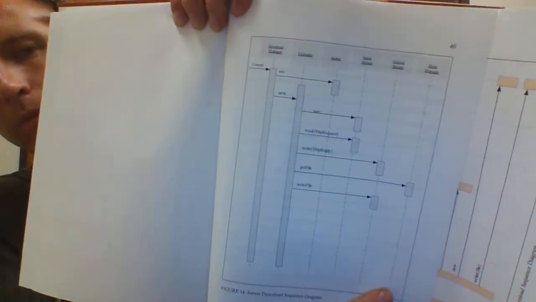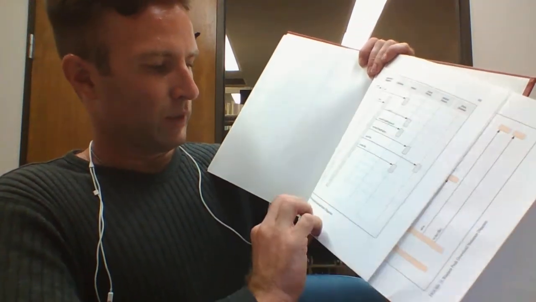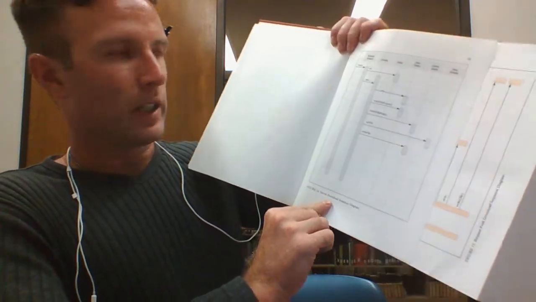Figure 14, server download sequence diagram. Same setup we're talking about. On top we've got download manager, uploader, socket, input stream, output stream, share manager. Okay, it goes for this figure 14 server download sequence diagram.